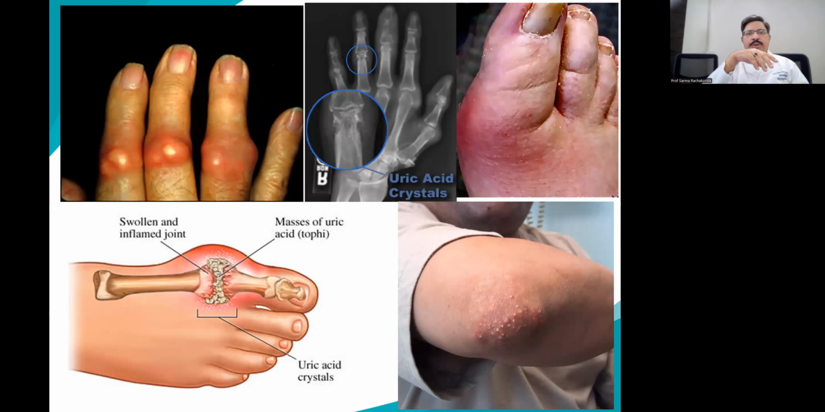In the upper picture, you see the X-ray. There is a lot of erosion of the first and second interphalangeal joint, that is the proximal interphalangeal joint. You see the podagra, the ball of the great toe is red and swollen and tenderness is there. There is deposition, as you can see below, within the joint space of the metacarpophalangeal joint, and then the olecranon showing the tophi.